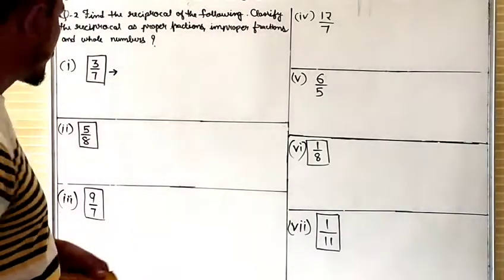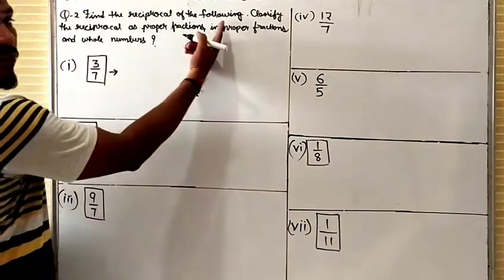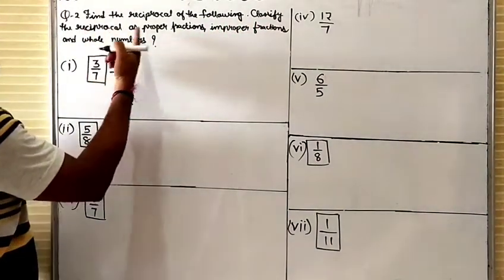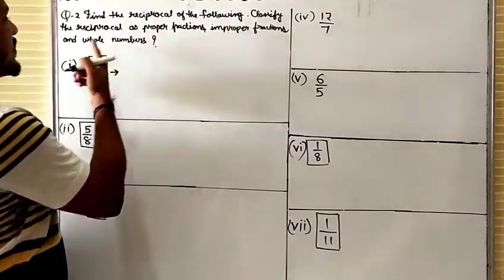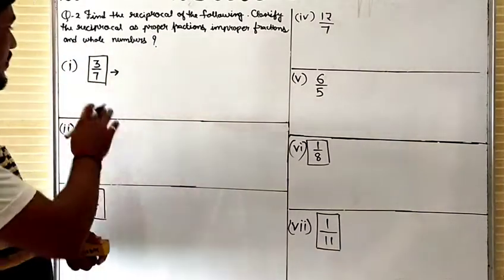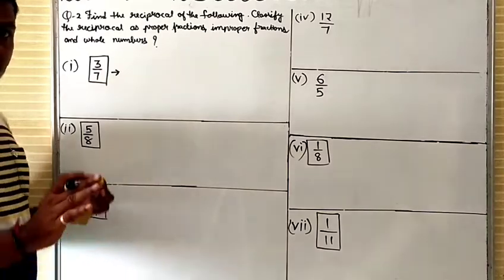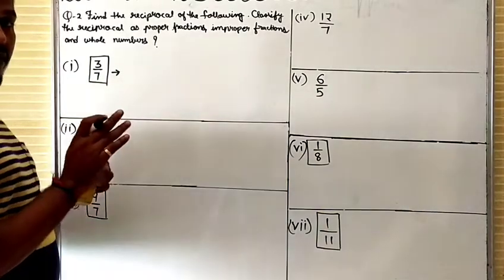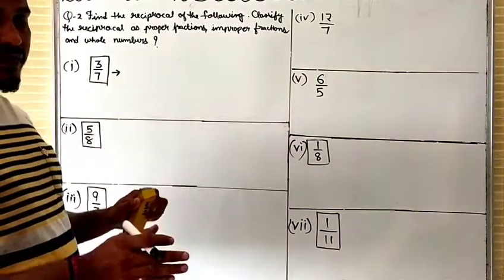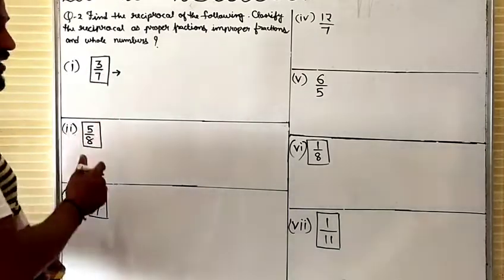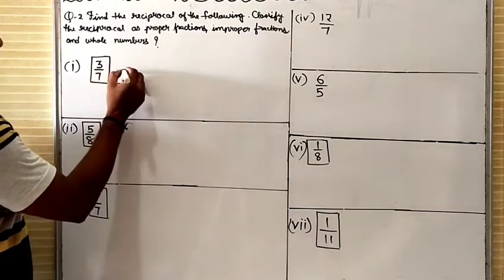Now let us do question number 2. Find the reciprocal of the following. Classify the reciprocal as proper fraction, improper fraction and whole numbers. Now dear student, here first we have to reciprocal all the following fractions. Then we have to find whether it is a proper fraction, improper fraction or whole number. So let us start. Reciprocal it.